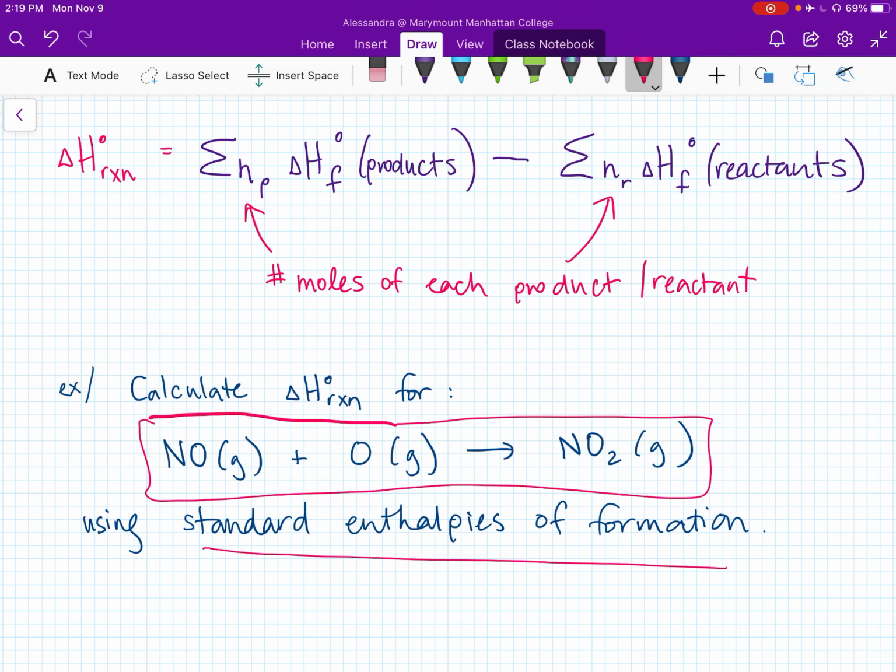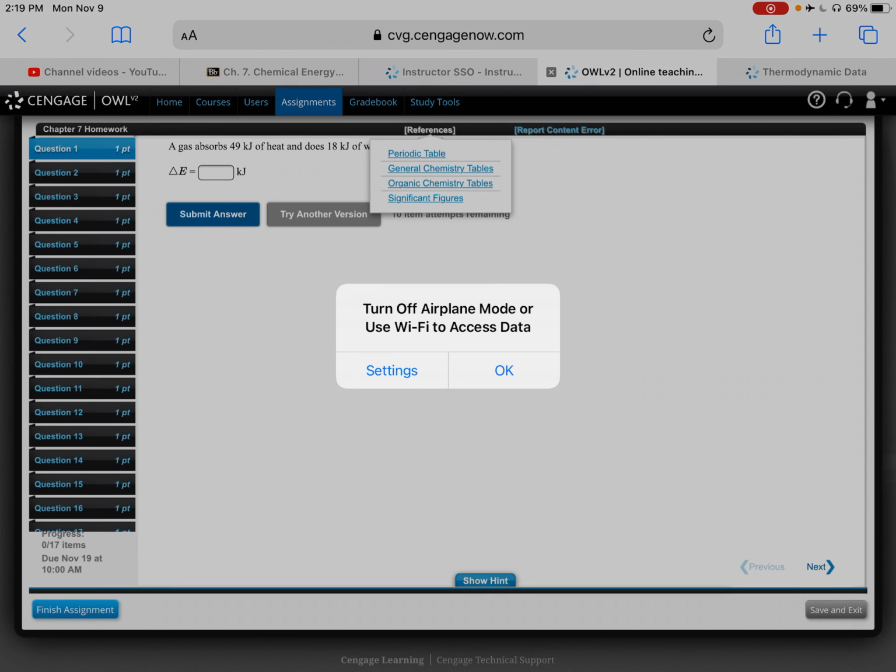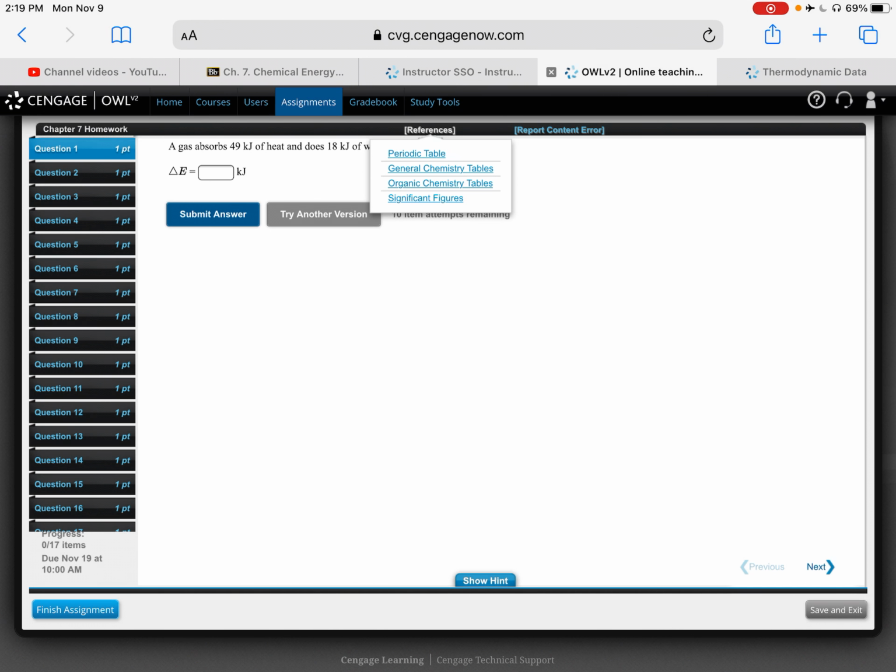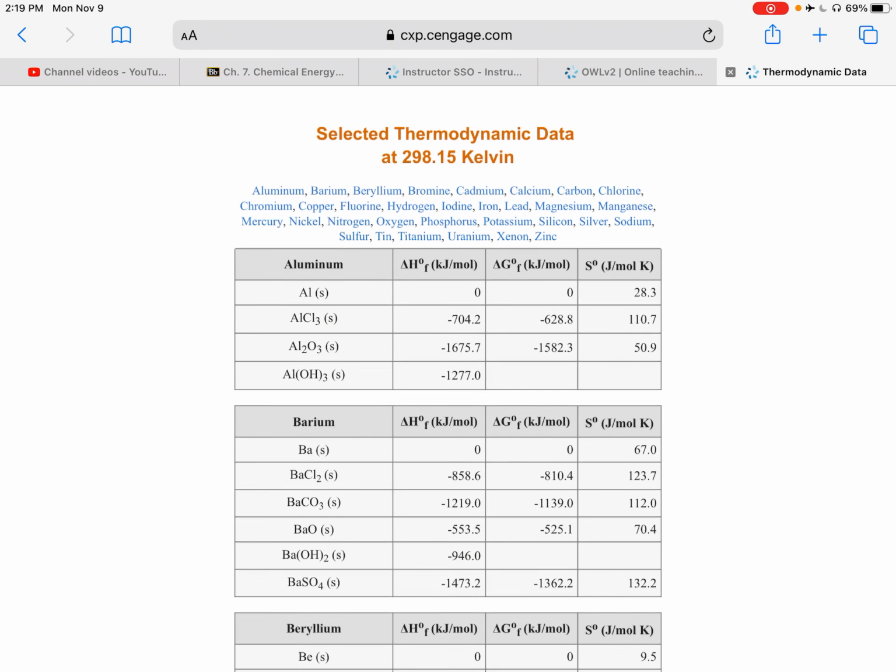So what you can do as you're working in OWL is use the references link at the top, and on references there are these general chemistry tables. You can click that references link, open up the general chemistry tables, and choose the thermodynamic data. So you can find this right in OWL.